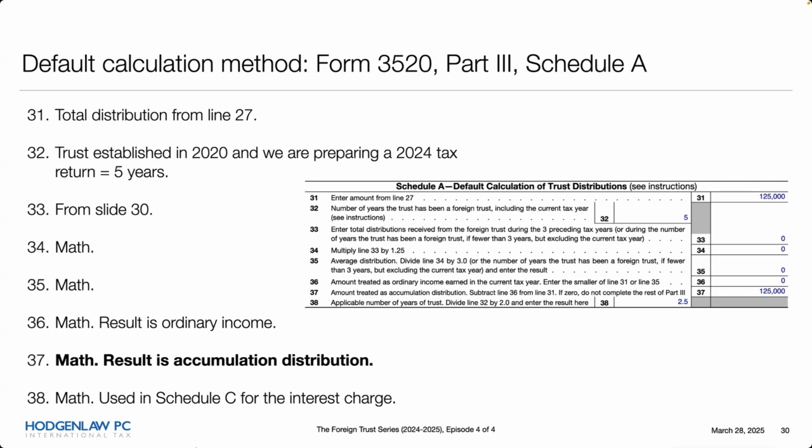And so it's really just this threshold that you have to calculate based on the prior 3 years distribution history. And that's all you got. And in our case, I made an extreme example that this is the first distribution that's ever been made by the trust. So all of it's going to be accumulation distribution.